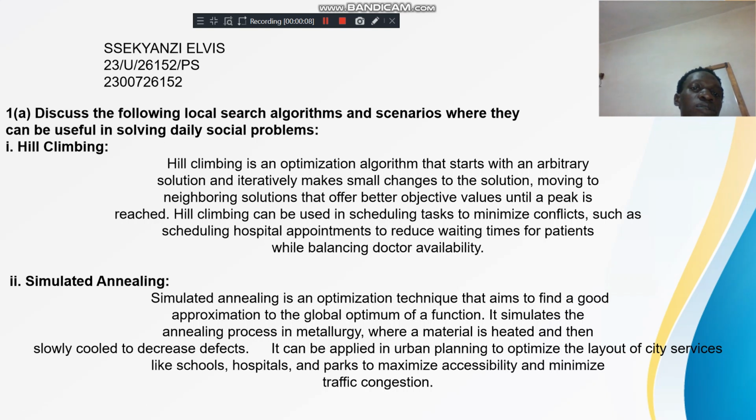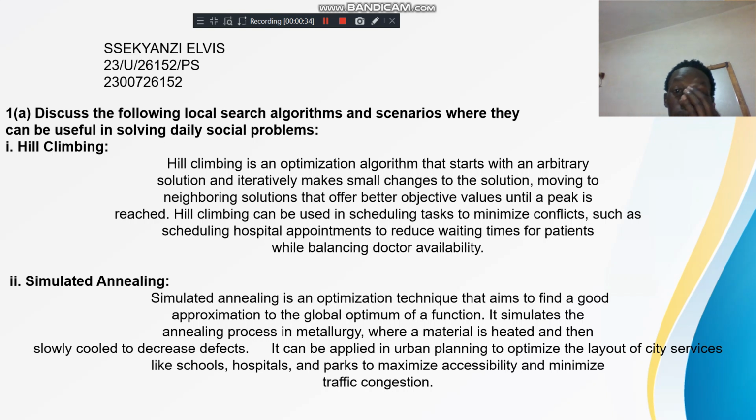I'm going through the assignment 2 presentation. Discuss the following local search algorithms and scenarios where they can be useful in solving daily social problems. Hill climbing. Hill climbing is an optimization algorithm that starts with an arbitrary solution and iteratively makes small changes to the solution, moving to neighboring solutions that offer better objective values until a peak is reached.